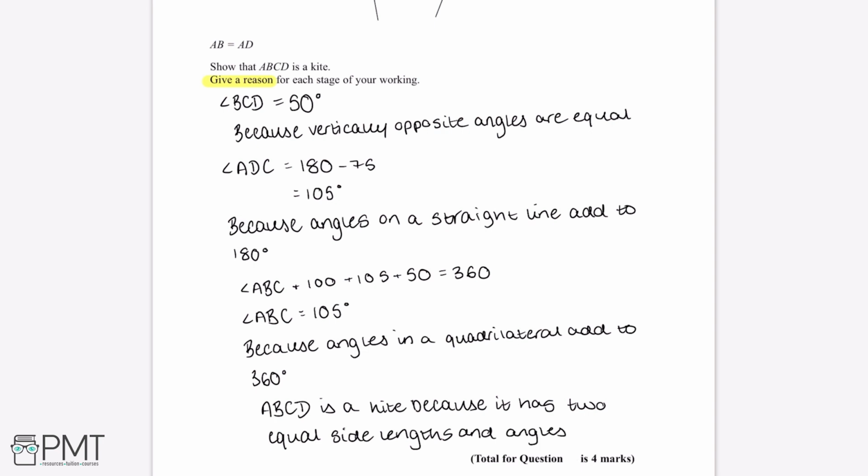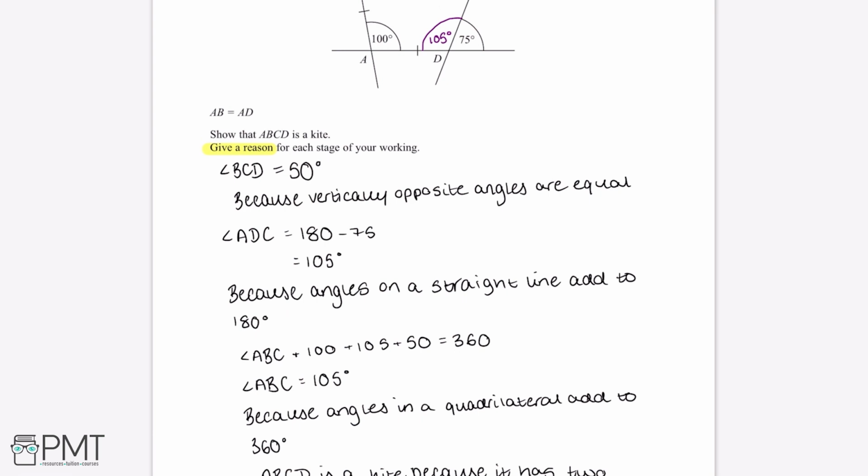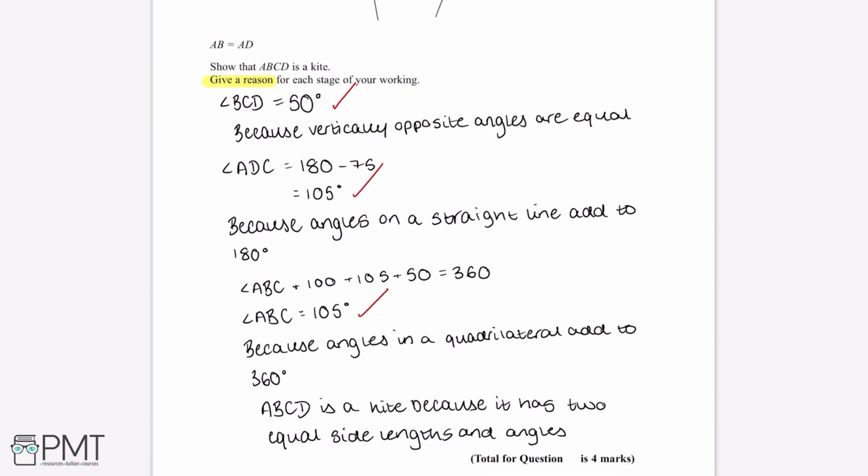Now this question's worth 4 marks. We'll get 1 mark for working out angle BCD. We'll get 1 mark for working out angle ADC. We'll get 1 mark for working out angle ABC. And we'll get 1 mark for the correct reasoning to back up our answers.